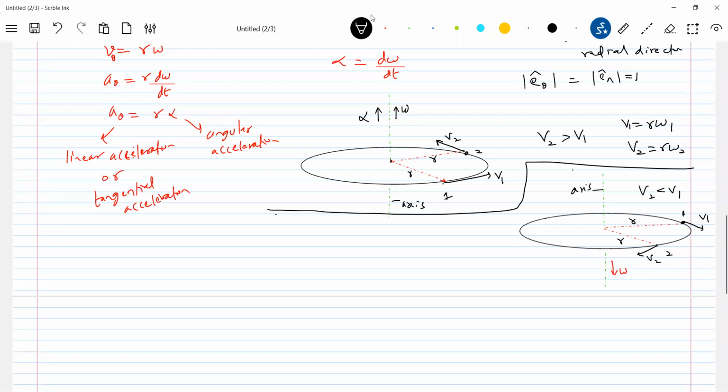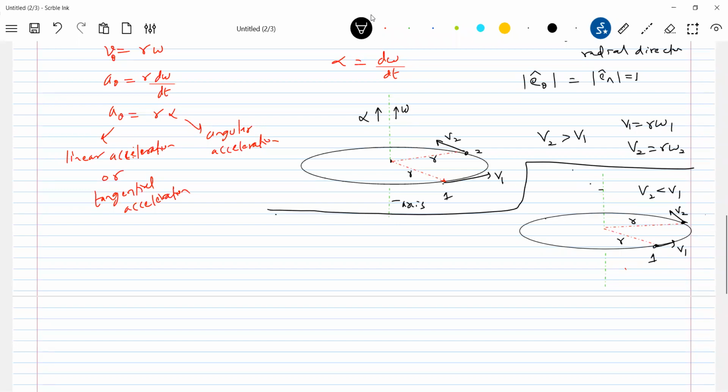Because some of you are getting confused, why you changed omega? Okay, I'll do one thing. Just for your help, I'll put it like this. Let this be the 1. I say that V2 is less than V1. And this will be much easier for you.